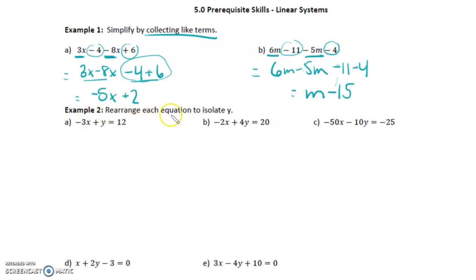Okay, example 2, rearrange each equation to isolate y. So the reason why we're isolating y, as a recap, is because a lot of the times we want to put equations of lines into the form y equals mx plus b.